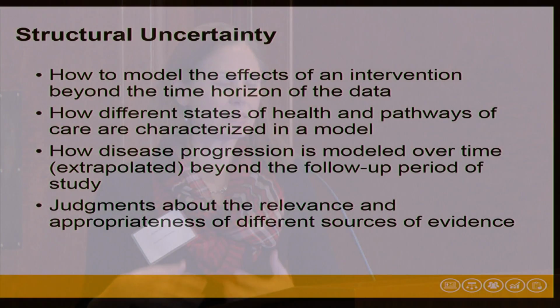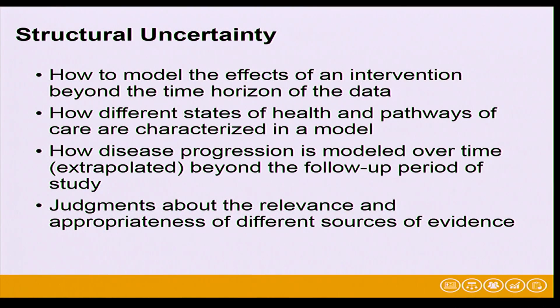So in structural uncertainty, we want to know, for example, as we've already talked about, how to model the effects of an intervention beyond the time horizon of the data, how different states of health and pathways of care are characterized in the model, and try to explore different ways of doing that, how disease progression is modeled over time, again, beyond the follow-up period of the study, and there are different assumptions that can be made, to the extent that we can show how that impacts the results. And even judgments about the relevance and appropriateness of different sources of evidence, to the extent that we can look at the impacts of including different types of data in our models.